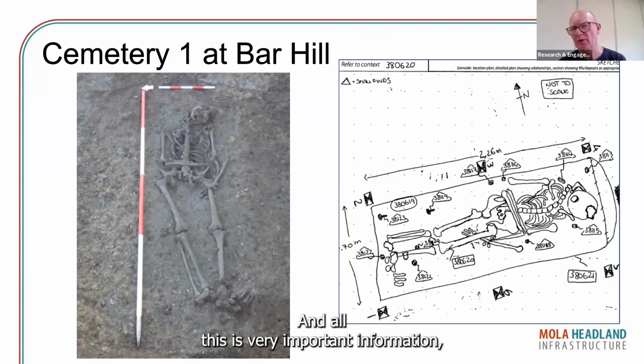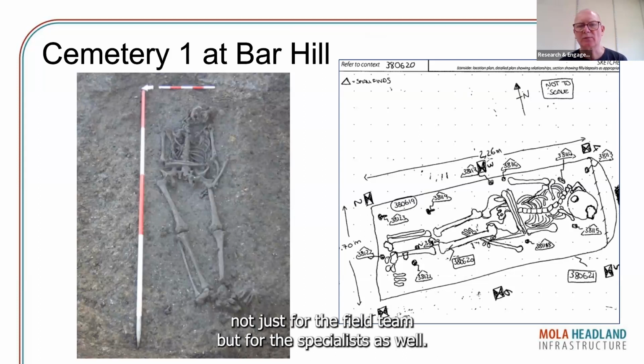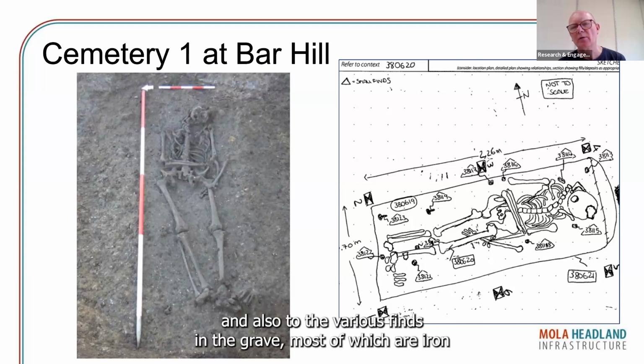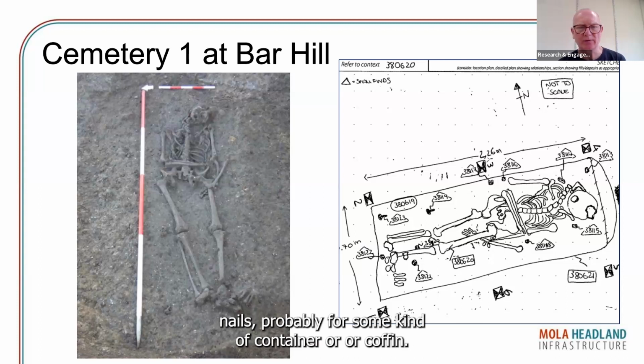And all this is very important information, not just for the field team, but for the specialists as well. A context number has been given to the grave cut, to the grave fill, to the skeleton itself, and also to the various finds in the grave, most of which are iron nails, probably from some kind of container or coffin.